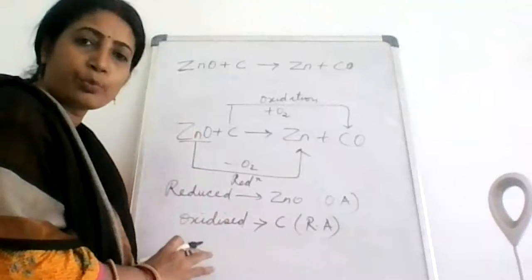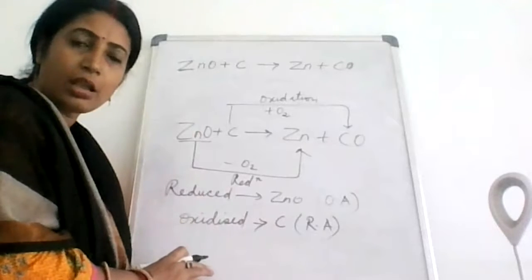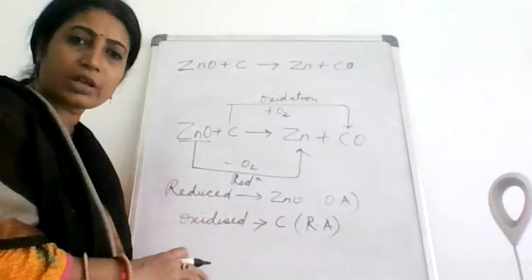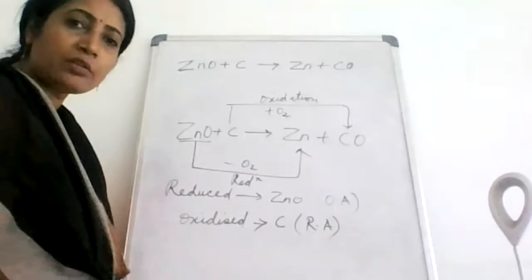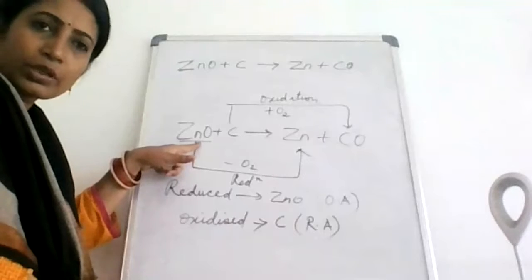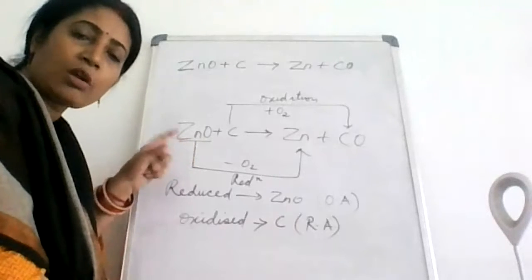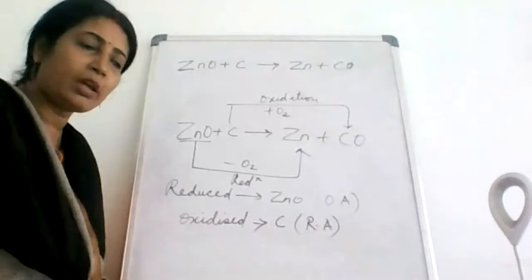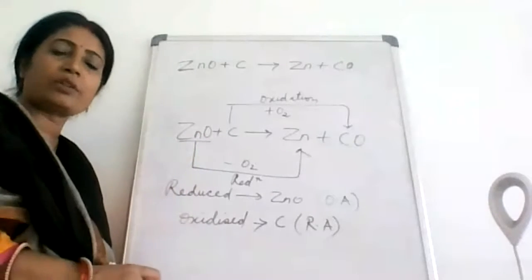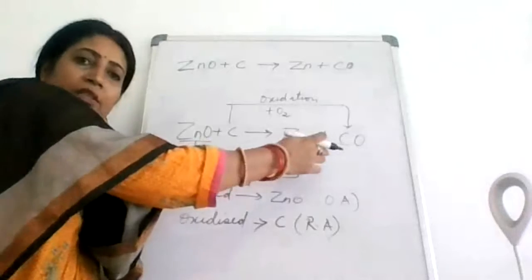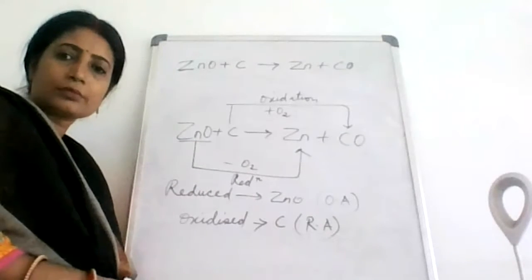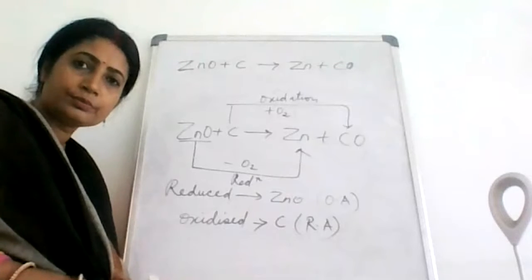This is how we have to prove or give the answer. If such a reaction comes, to write down the substance reduced and the substance oxidized, the answer will always be from the reactant side. Reactant side is getting reduced, reactant side is getting oxidized. And in the product side, we get the reduced product or the oxidized product. I hope this is clear to you.